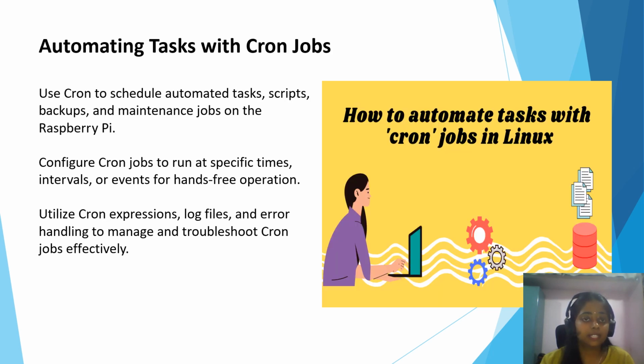Moving on to the next slide, we have automating tasks with cron jobs. Use cron to schedule automated tasks, scripts, backups, and maintenance jobs on the Raspberry Pi. Configure cron jobs to run at specific times, intervals, or events for hands-free operations. Utilize cron expressions, log files, and error handling to manage and troubleshoot cron jobs effectively.